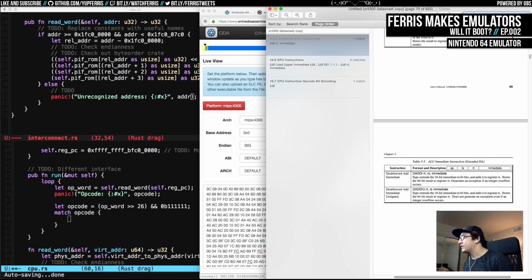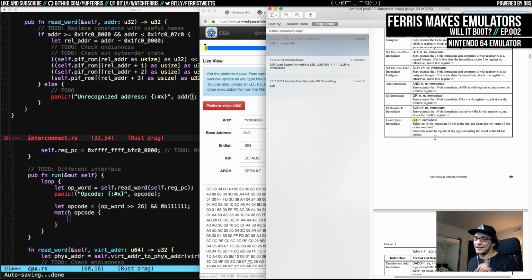And we found right here, load upper immediate. I thought that might be unsigned immediate. Looks like it's upper immediate. So it shifts the 16-bit immediate 16 bits to the left, clears the lower order 16 bits of the word to 0, stores the result in RT by sign extending the result in 64-bit mode.